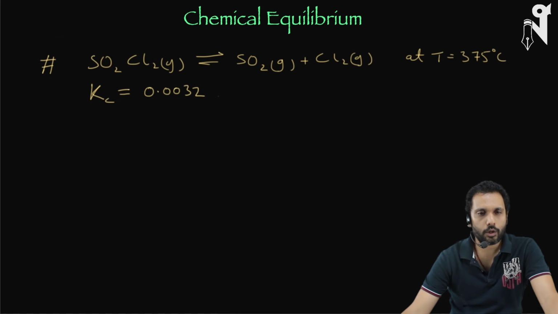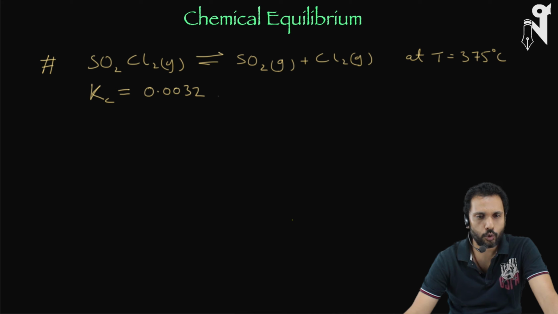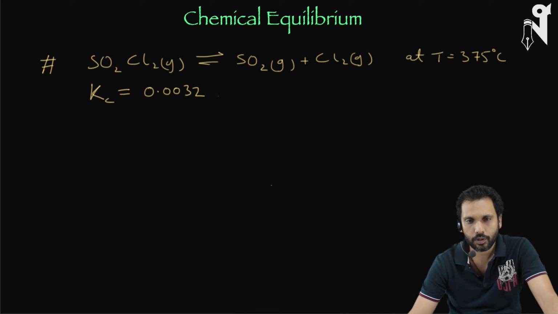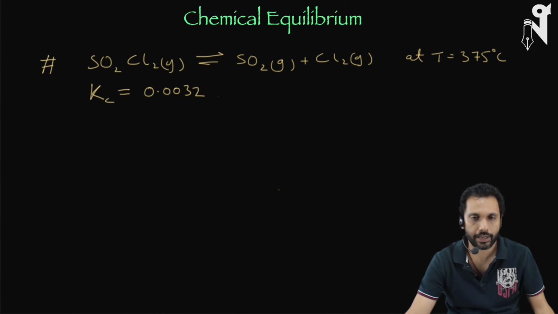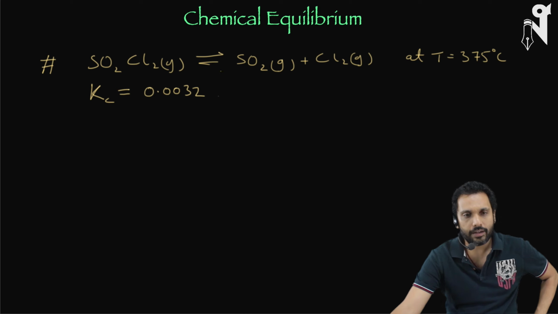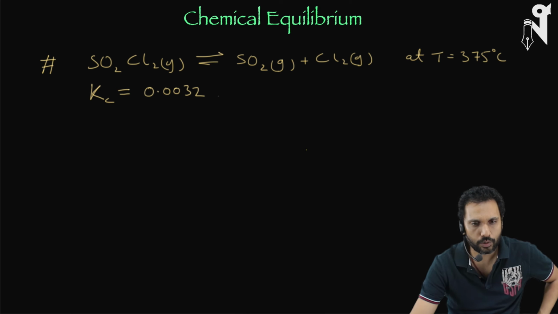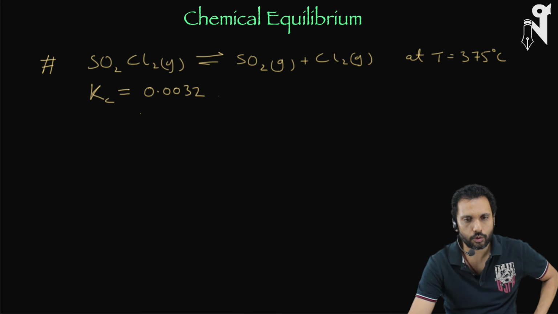So guys, do another quick one. Here SO2Cl2 gas is giving SO2 plus Cl2, giving or taking, I don't know, it is an equilibrium question, and the equilibrium constant given to you is 0.0032.